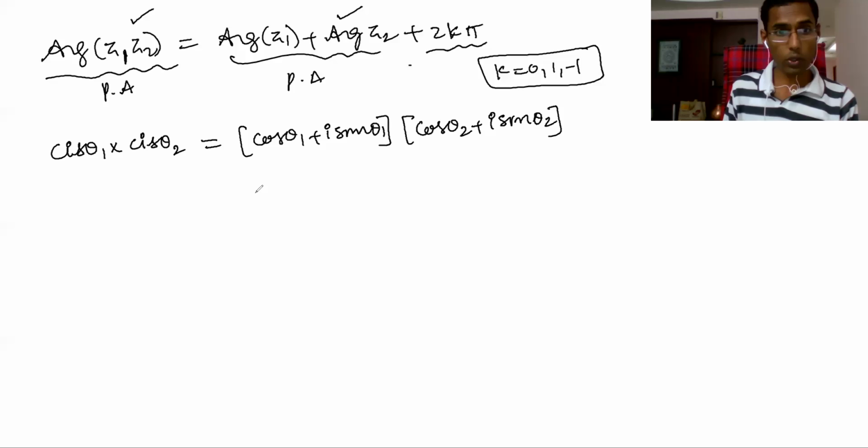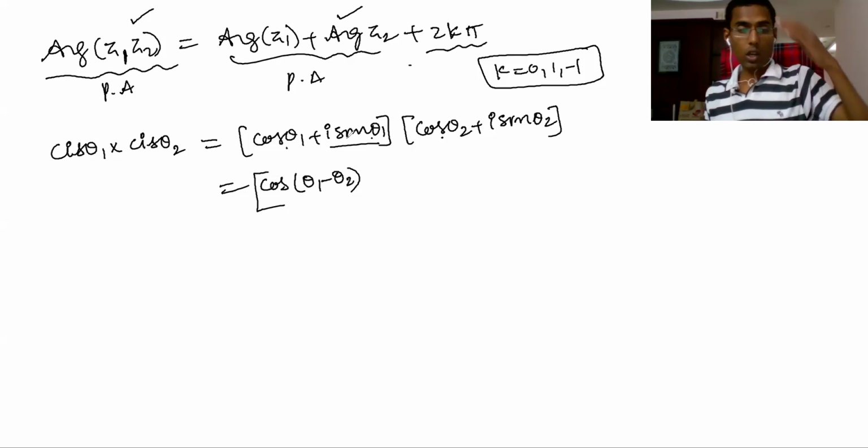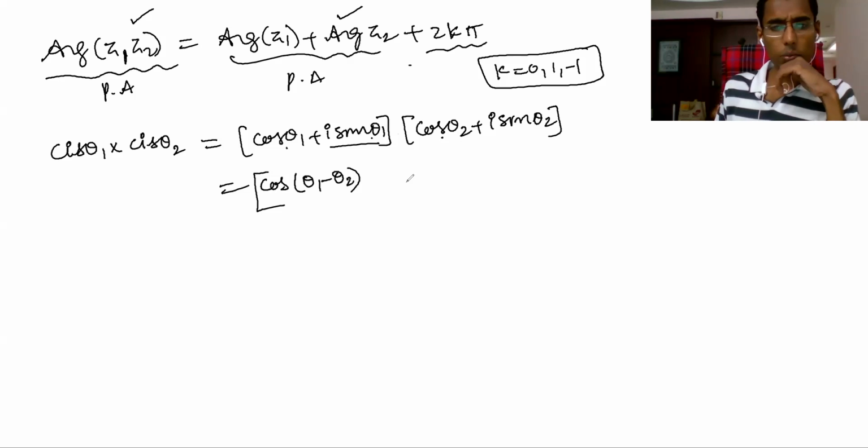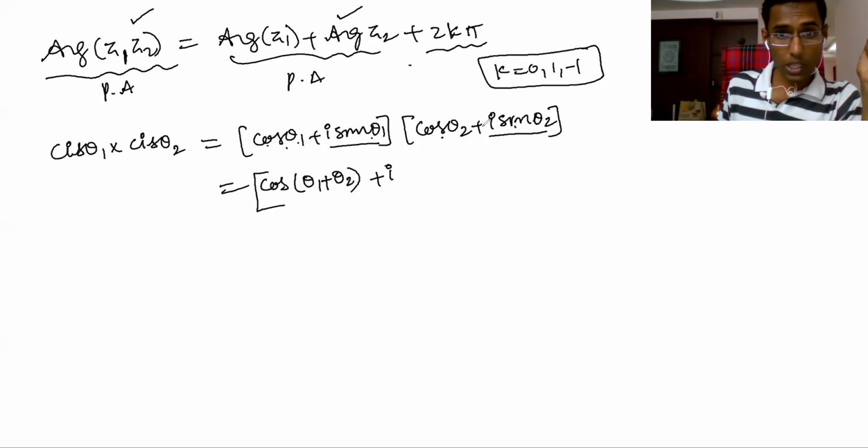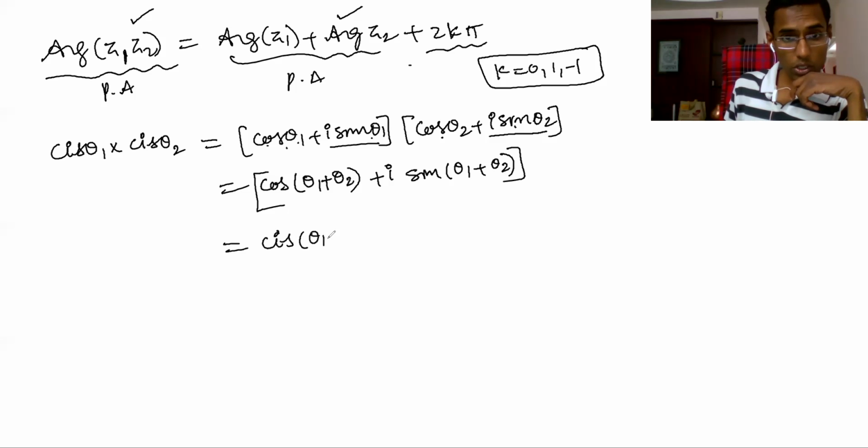If you simplify this, what do you get here? Cos A cos B. Then if you multiply, I into I is minus 1, sin A sin B. So cos A cos B minus sin A sin B, sorry, cos of A plus B. Plus I into, if I take the imaginary part, AD then BC, no? Cos A sin B plus sin A cos B, that is sin of theta 1 plus theta 2. What you can write is cis of theta 1 plus theta 2.